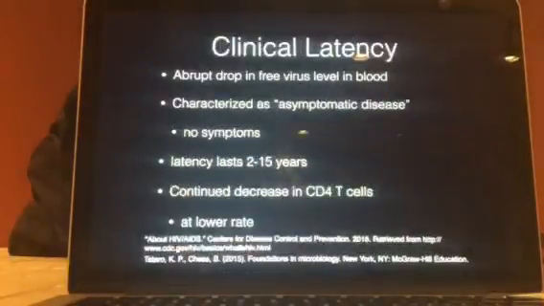The next stage is a period of clinical latency, and during this time there is an abrupt drop in free virus level within the blood, although the CD4 T cells continue to decrease, but at a much lower rate. This stage is also characterized as asymptomatic, as there are no visible symptoms. This period is very varied and can last anywhere from 2 to 15 years, on average lasting about 10.